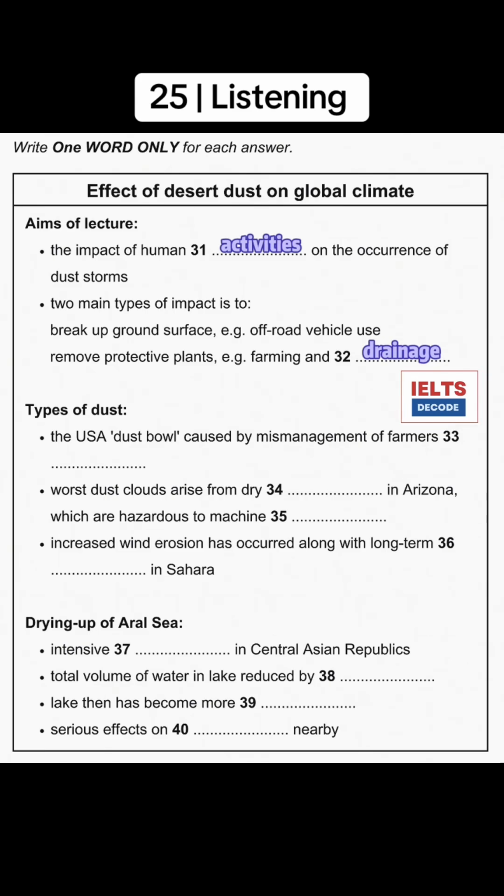Perhaps the best-known example of agricultural impact on desert dust is the creation of the USA's Dust Bowl in the 1930s. The dramatic rise in the number of dust storms during the latter part of that decade was the result of farmers mismanaging their land. In fact, choking dust storms became so commonplace that the decade became known as the Dirty 30s.